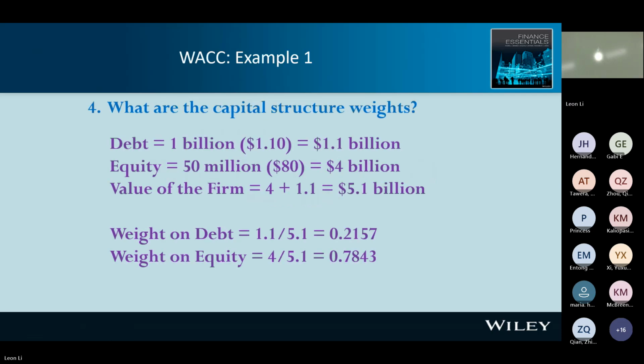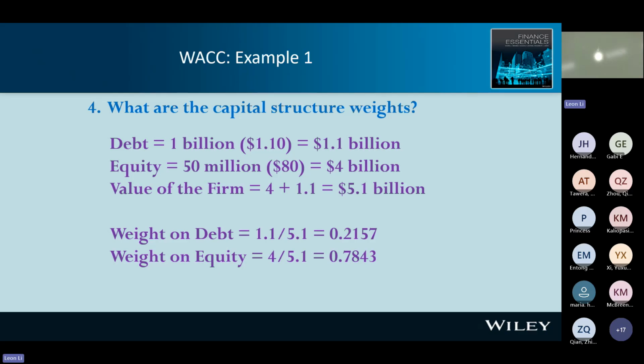Step 4, capital structure weight. We need to know the debt value and equity value. Here are the details. Adding up, we get the total value of the firm. The weight on debt will be the debt value divided by the total value. This is the weight on debt. Weight on equity is equity value divided by total value. This is the number. And you can check your numbers: when you add them up, the total is 1.